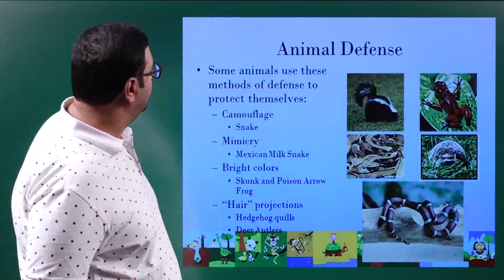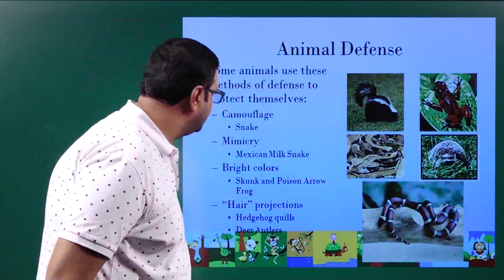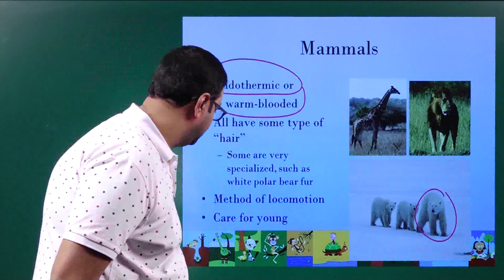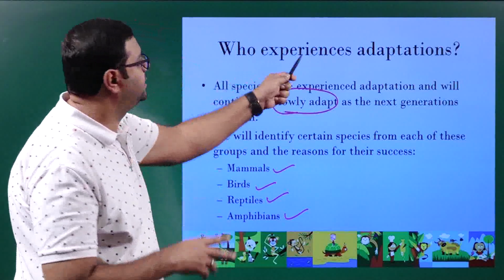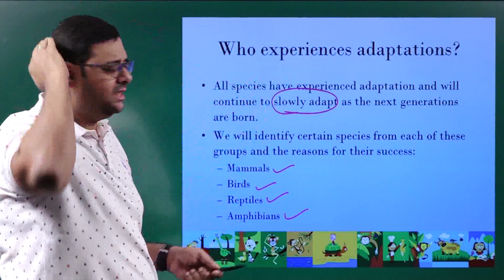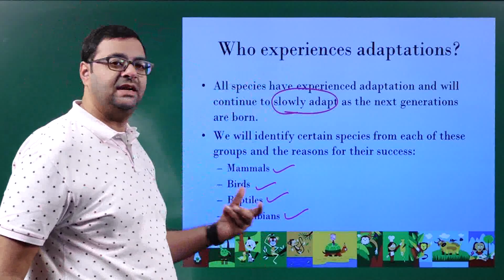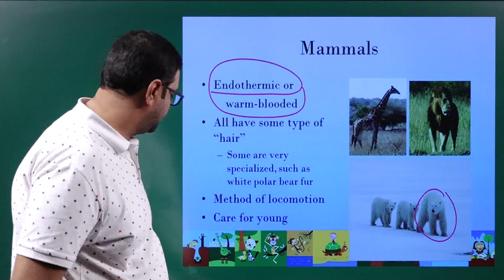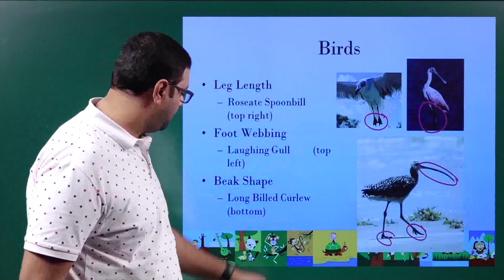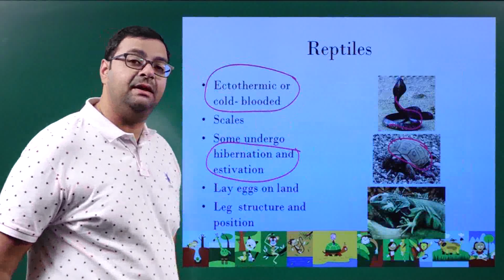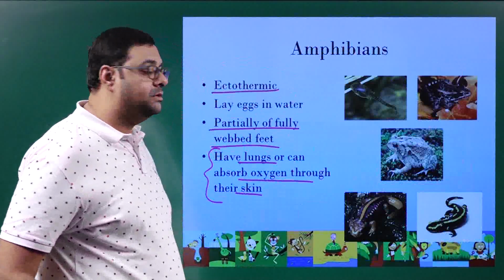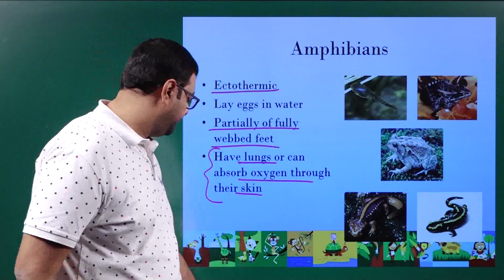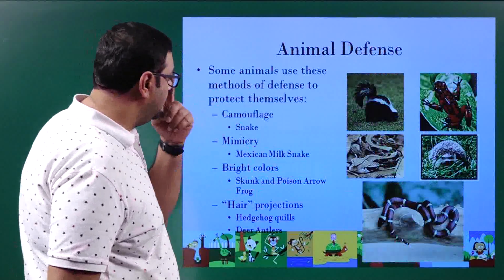Then animal defense. Okay, so we'll look at this topic. Before we do that, I would just like to go back and tell who experiences adaptation. These are the organisms which have experienced adaptations, and because they have all these characteristics, they were able to survive and adapt properly to the changing external environment. Okay, right. Now animal defense.